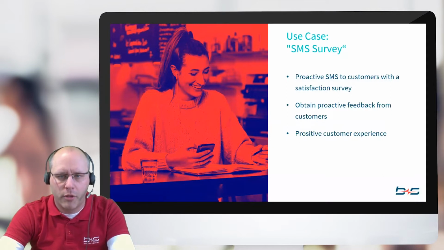Let's come to the first use case. The first use case is an SMS survey. So for example, you want to send out a proactive SMS to a customer in order to get feedback on a certain interaction between the enterprise and the customer.